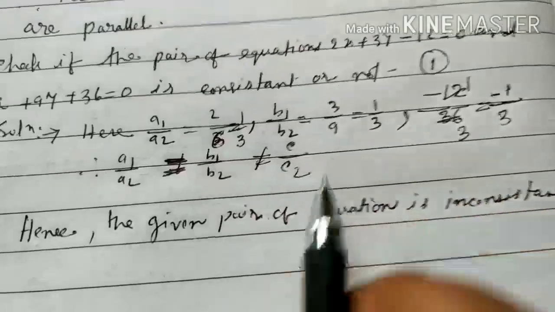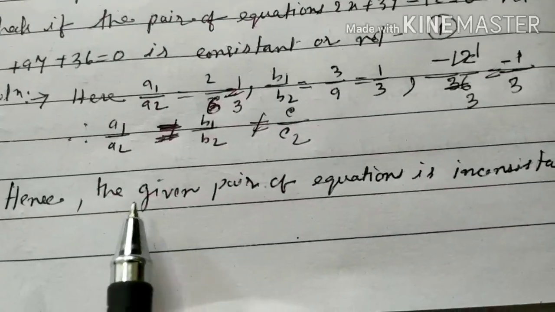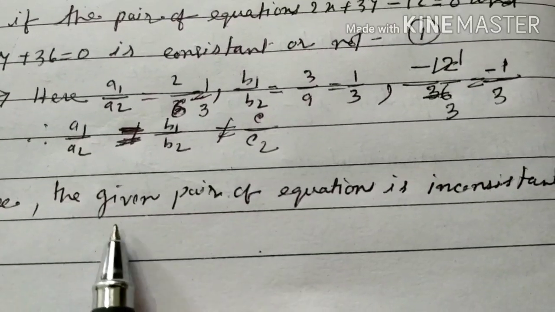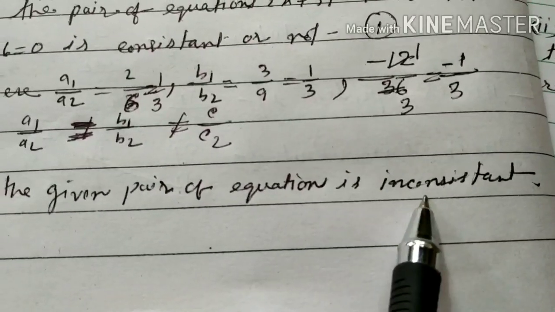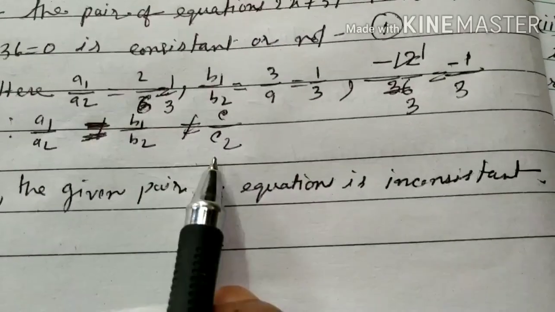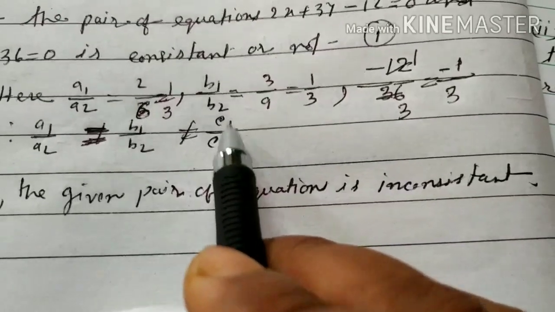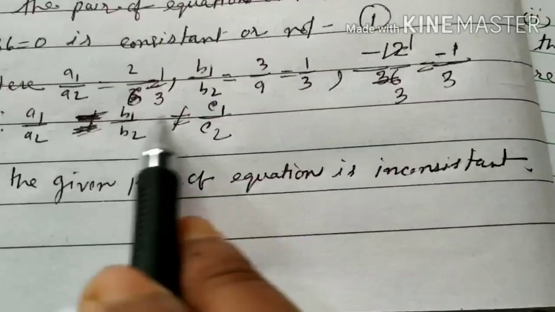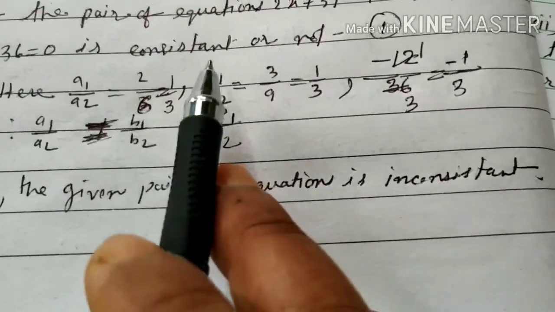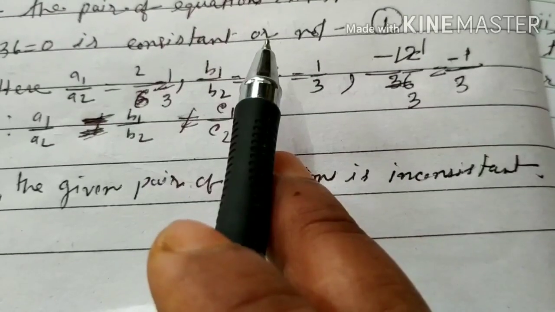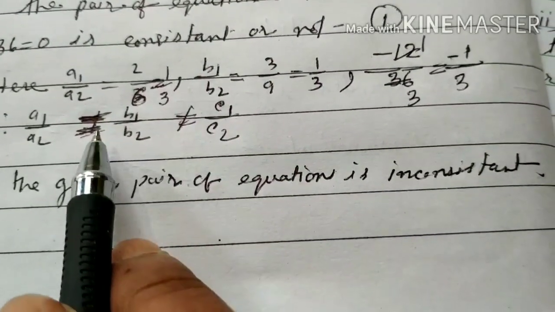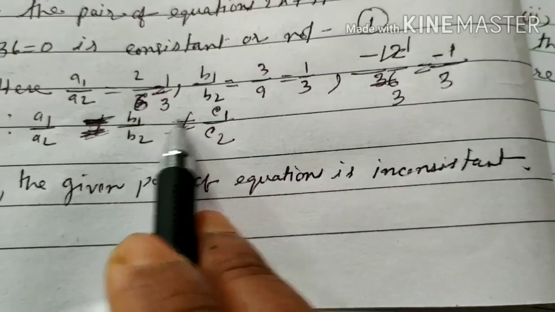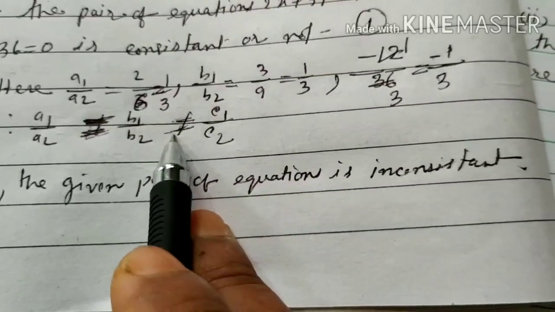So therefore the given pair of equations is inconsistent. This is called inconsistent. Whether it is consistent or not, you should say so. Dependent is also consistent, right?